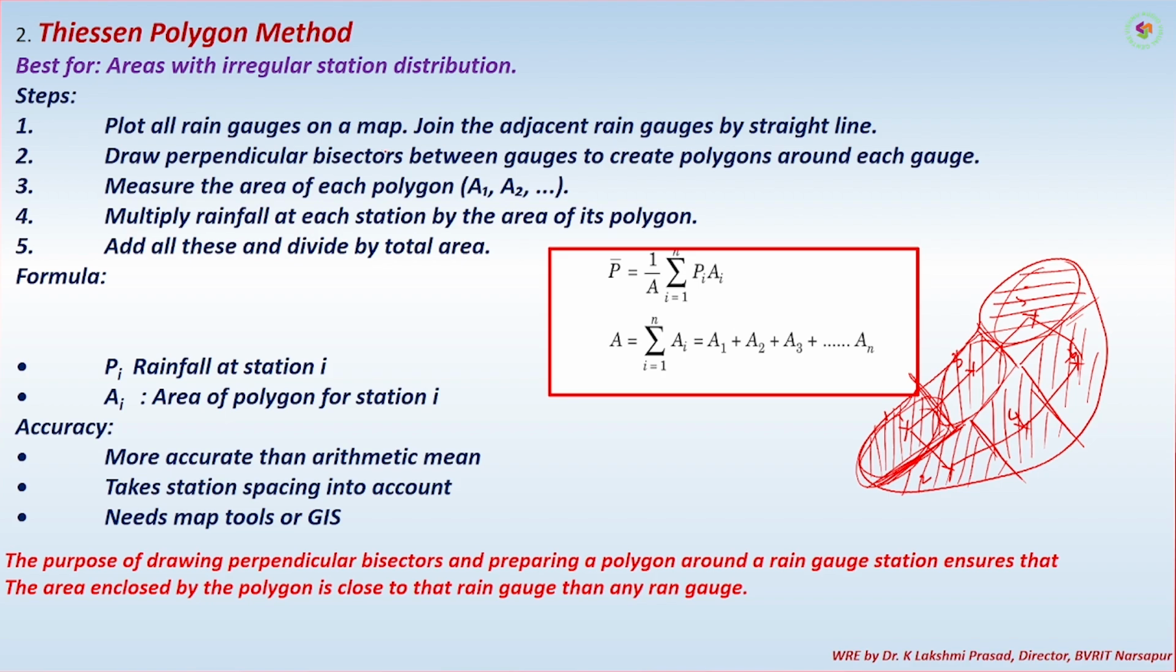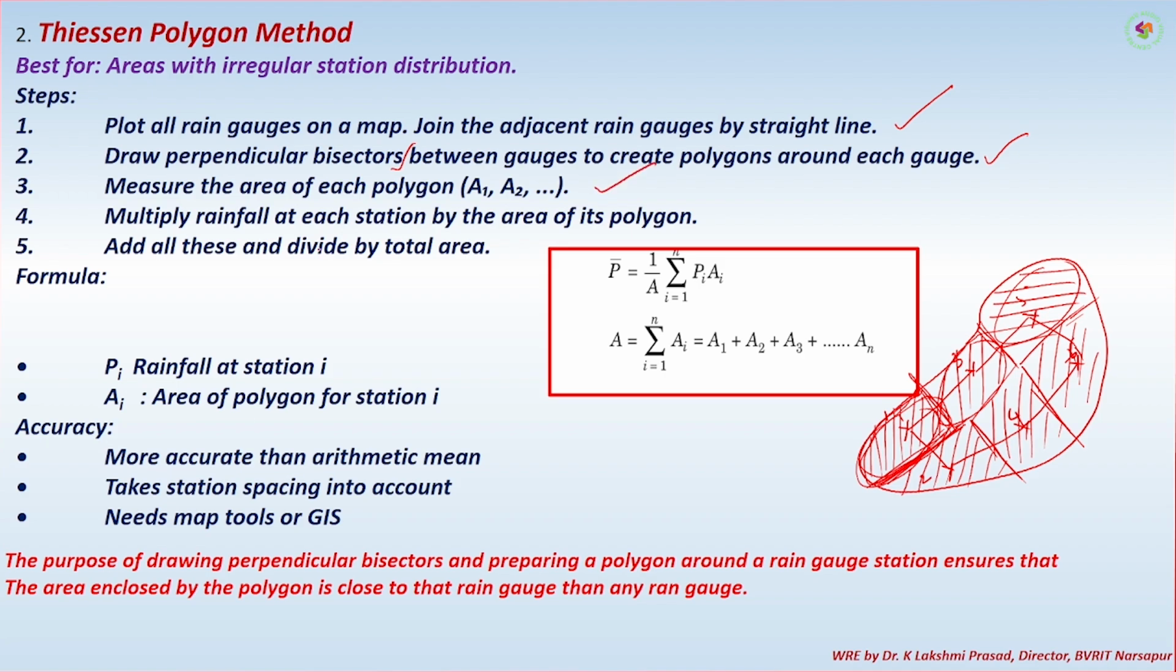Plot all rain gauge stations on a map. Join the adjacent rain gauges by a straight line. Draw the perpendicular bisectors between the gauges to create polygons. Why is this method called the polygon method? Thiessen polygon. We are creating polygons. Each of these is a polygon. Create those polygons and measure the area of each of these polygons.